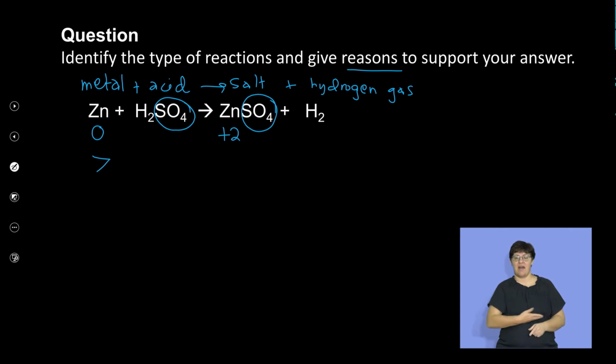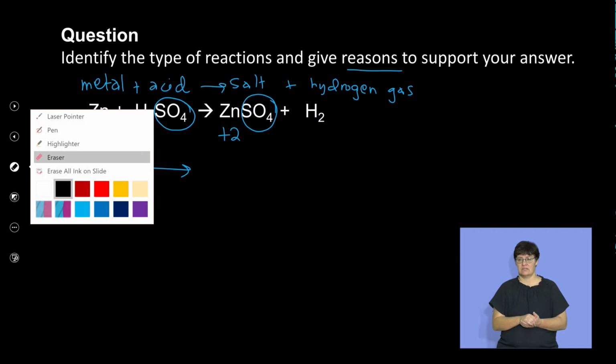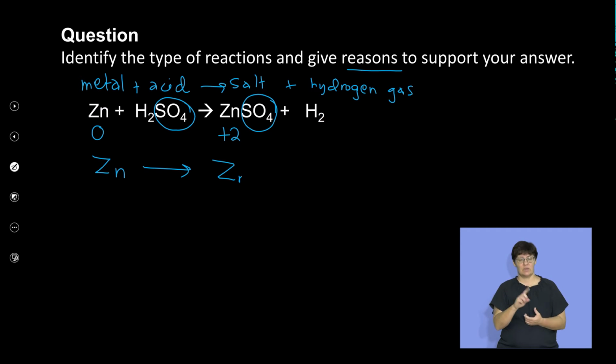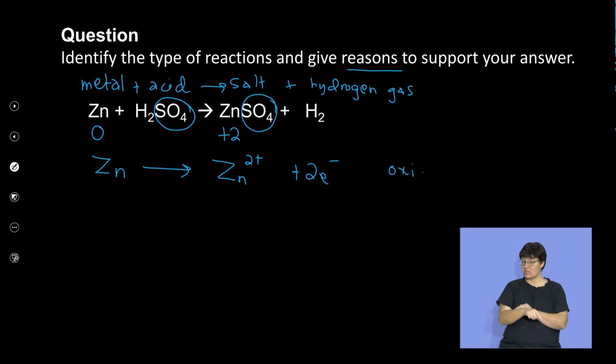So this is going to be zinc, just to correct that, going to give us zinc 2+ plus 2 electrons, okay? Now, immediately we are thinking this has to do with loss of electrons. So this is oxidation. This is an oxidation half reaction.